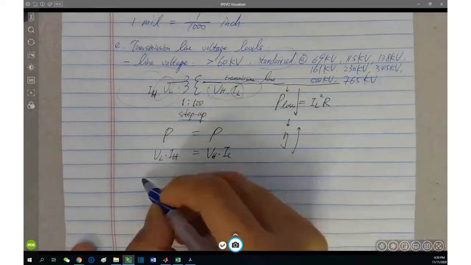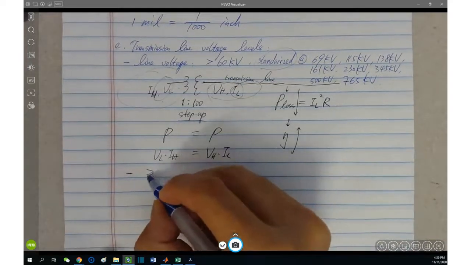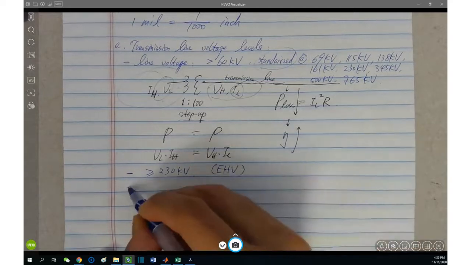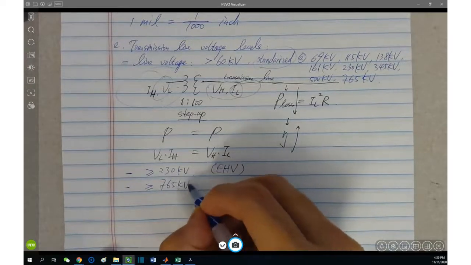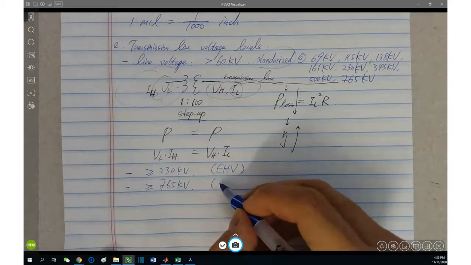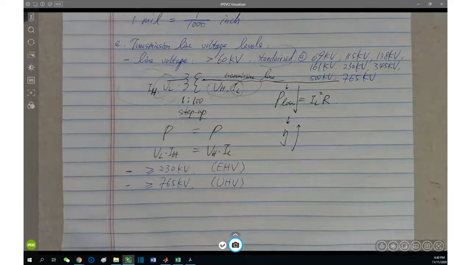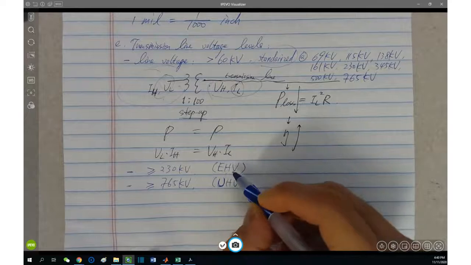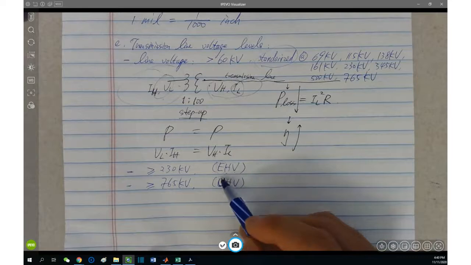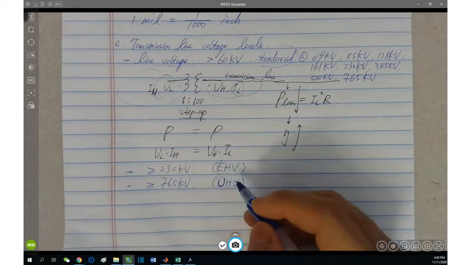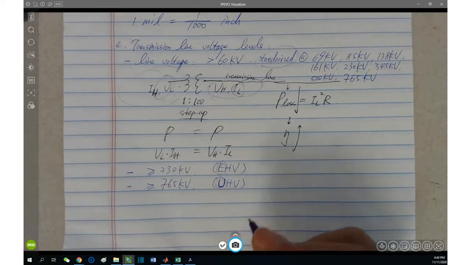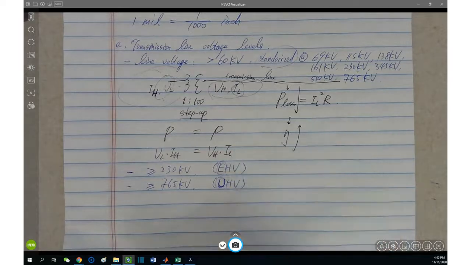And of course here, if it is equal or greater than 230 kilovolts, that is called EHV. If it is exceeding 765 kilovolts, which is possible, it's called UHV. There's something there beyond 765. So EHV, high voltage, right? But what is E? And U is what? E stands for which letter? Extra. U stands for what? Ultra. Extra high voltage, ultra high voltage, with boundary of 230 kilo and 765 kilo.